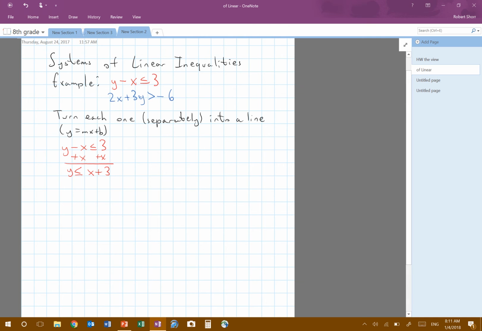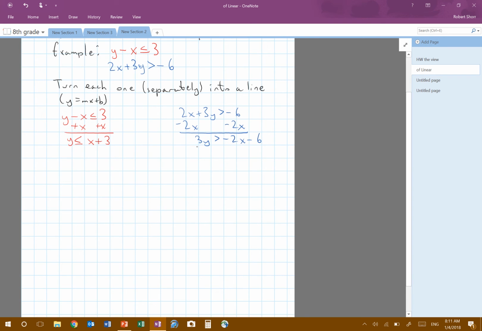The blue one, we want to do 2x plus 3y is greater than negative 6. We need to subtract 2x from both sides. And we get negative 2x minus 6. To get y by itself, next we need to divide by 3. And we need to divide everything by 3.